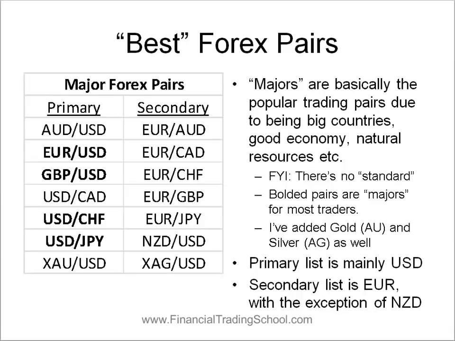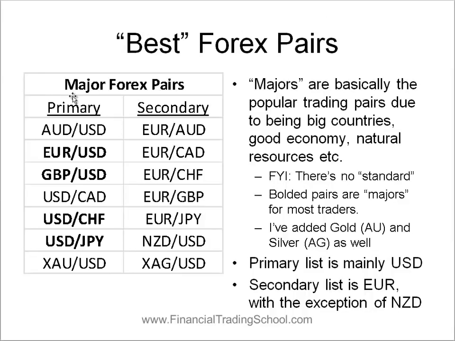And just an FYI, there's no standard when it comes to majors, but most traders, if you talk to Forex traders, would agree that there are about 4 majors, and these are bolded. In addition, I've also added gold, AU, which is the symbol on the periodic table, and silver, AG, as well, to the bottom of the list. So as you notice on the left, the primary list is mainly based on USD pairs, and the secondary list is based on the euro, with the exception of NZD.